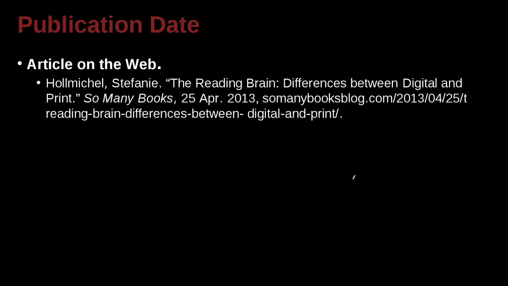How about an article on the internet in general? So here we have the author's name, and then we have the name of the article, and then we have the name of the website or the name of the blog, and then we have the exact date of the article that it was published, and then we have the address of the exact location. This is where we can find the article, and then we end with a period at the end.